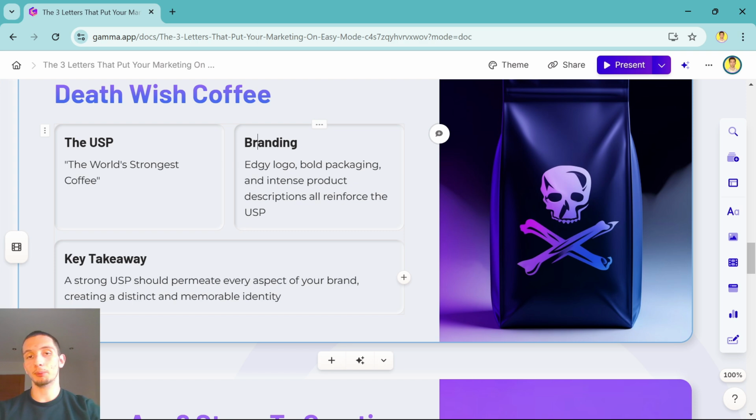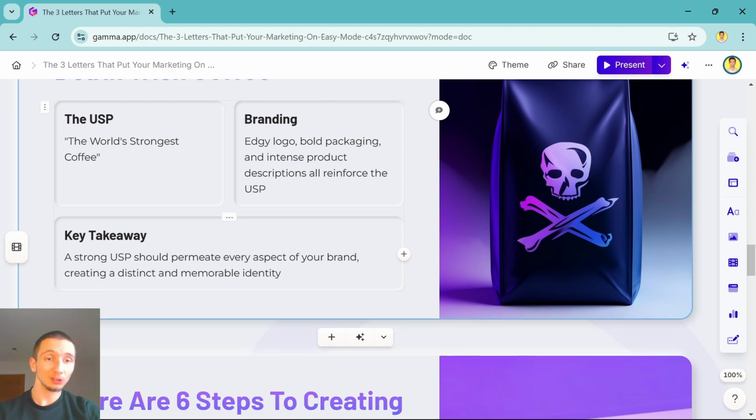And this is important because the branding, the edgy logo, the bold packaging, and the intense product descriptions all reinforce the USP. That's a key insight here. They all reinforce the USP. They're not just add-ons, they reinforce it. And the key takeaway here is that a strong USP should permeate every aspect of your brand. It should be like fuel that powers every other aspect of your marketing and your branding. And it should create a distinct and memorable identity. That's what you're doing. You're selling an identity.